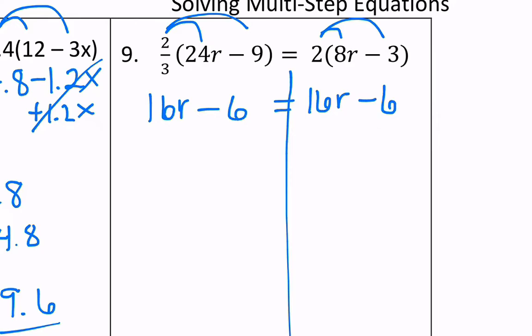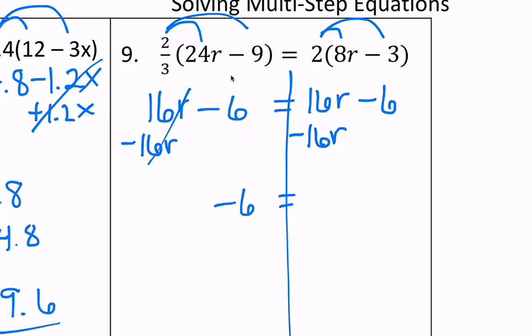So the next step is we want to make sure that we only have r's on one side, which means I need to either get rid of these 16r's or get rid of these 16r's. It does not matter, so I'm going to choose this guy. That's a positive 16r, so to get rid of it, I'm going to subtract 16r. What I do on one side, I do on the other. Okay, so this is a positive 16r, that's a negative 16r, so those cancel. So the only thing left to drop down is this negative 6.